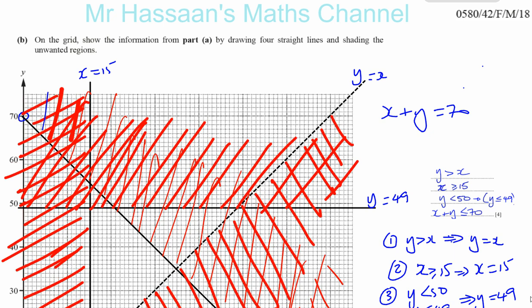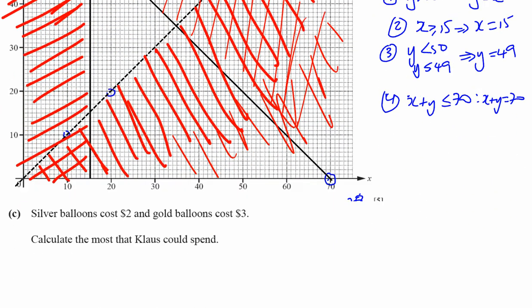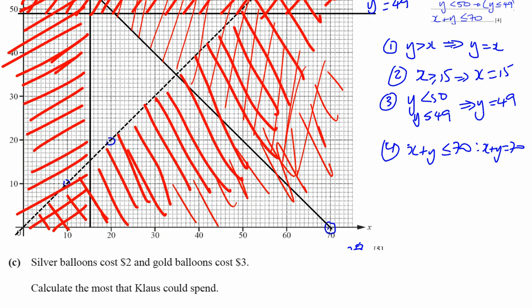Okay, now for part C of this question, and I could have actually done it in the last video. I didn't realize how short this question was. I thought there would be more parts to it. But anyway, part C says silver balloons cost $2 and gold balloons cost $3.